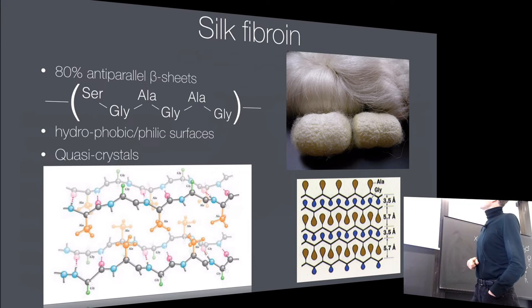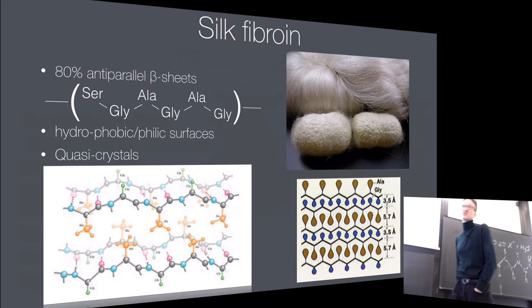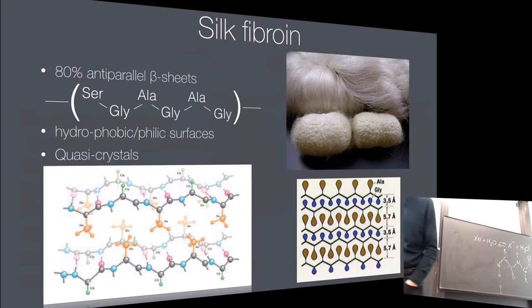If you go down to the hygiene outlet, the supermarket or something, you will have these shampoos where they claim that it contains silk protein, and it's completely artificial. It has nothing whatsoever to do with silk, but they've generated artificial protein that looks just like this.